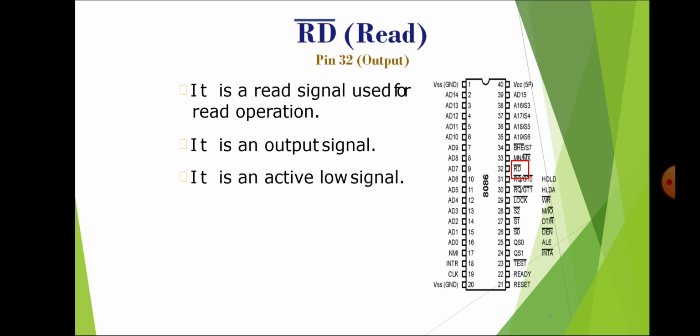Now read, the signal used for read operation. It is an output signal. Pin number 32 is nothing but the read signal. It is active low. When it is active low, meaning the bit is 0, then it is reading the signals.